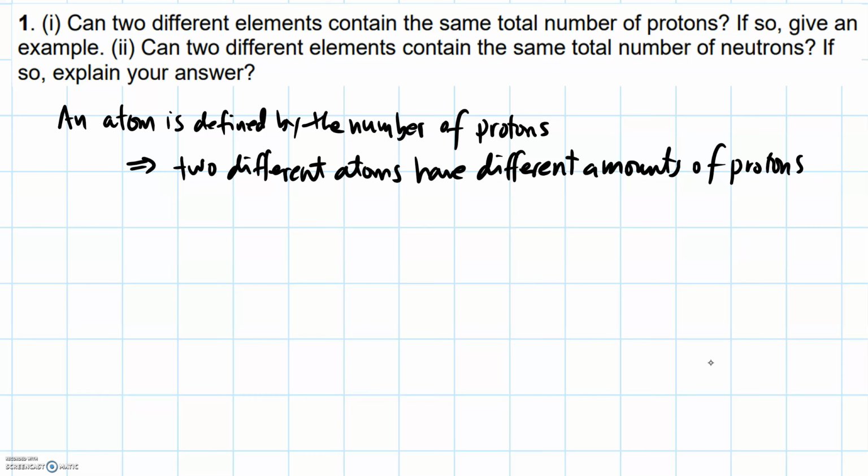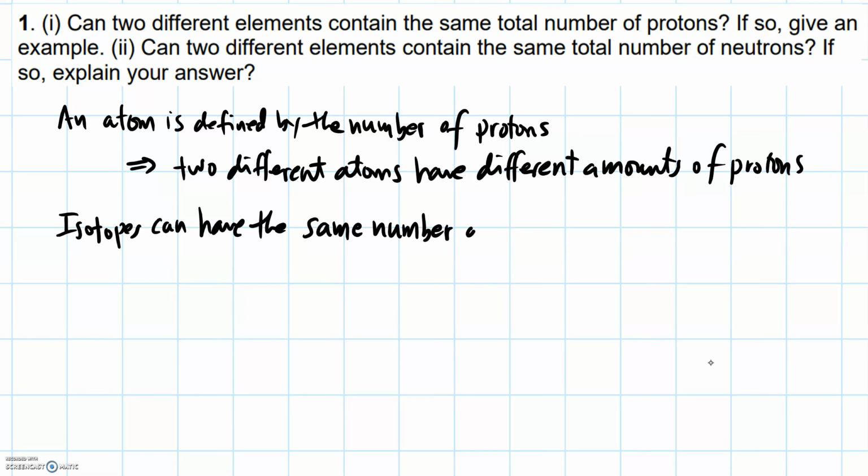On the other hand, two elements can contain the same number of neutrons because isotopes have different numbers of neutrons. Isotopes can have the same number of neutrons.